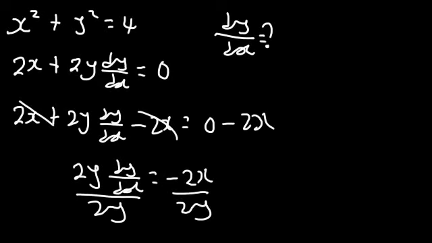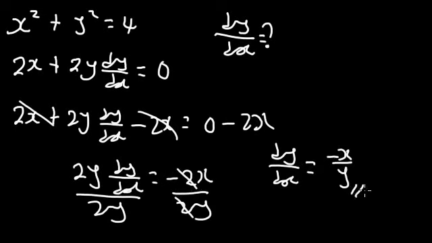And eventually, we have dy/dx equals, the 2 cancels, negative x over y. And this is our differentiation, or the derivative. And that's how to easily and mentally differentiate implicit functions. Now to understand better, let's consider more examples. Example number 2.